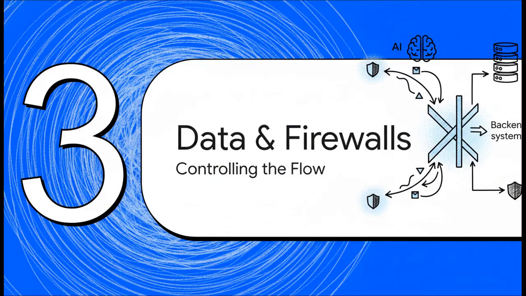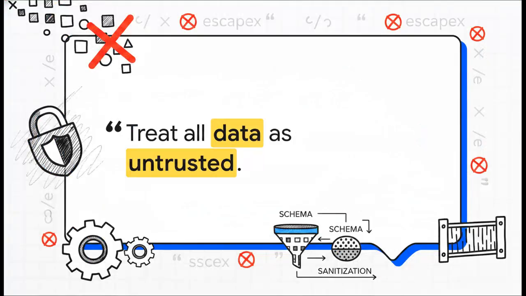Let's move to ring 2, data and prompt firewalls, controlling the flow. Look, treat all data as untrusted is a golden rule in cybersecurity generally, but it is doubly true for MCP servers.